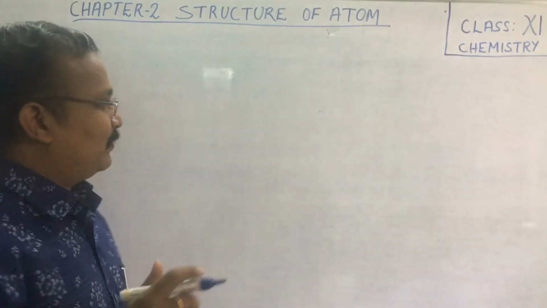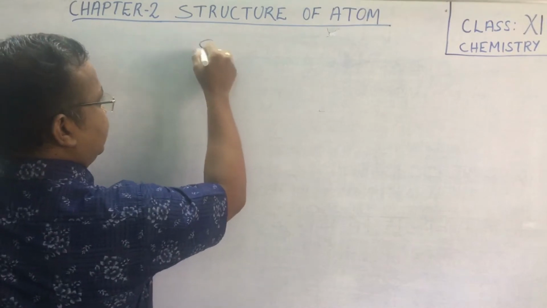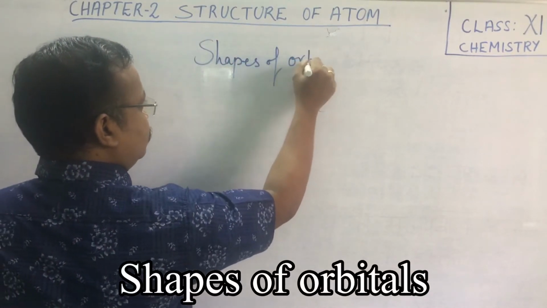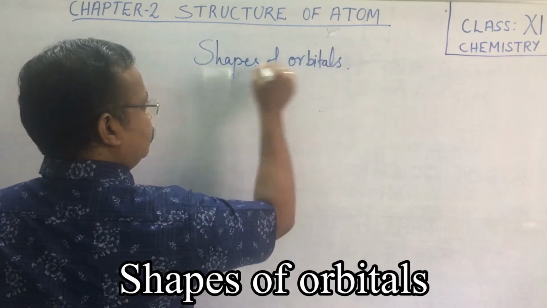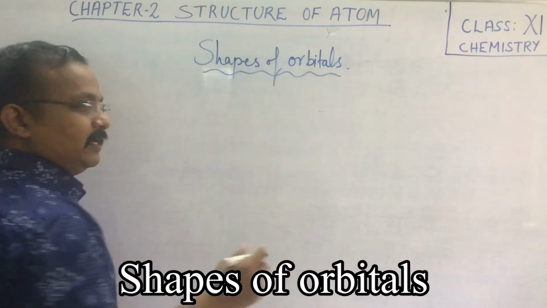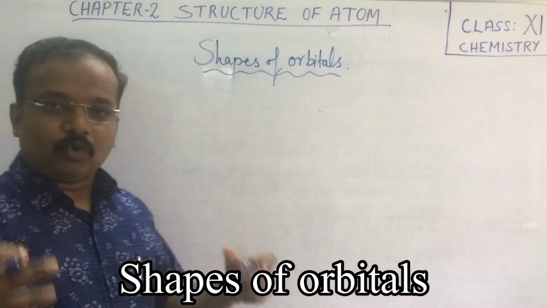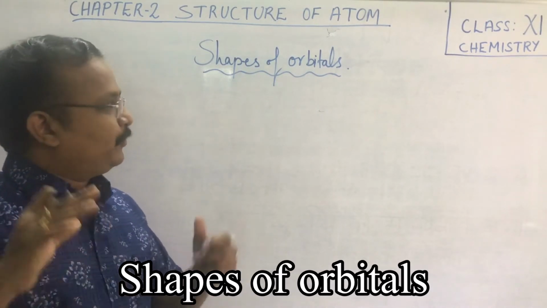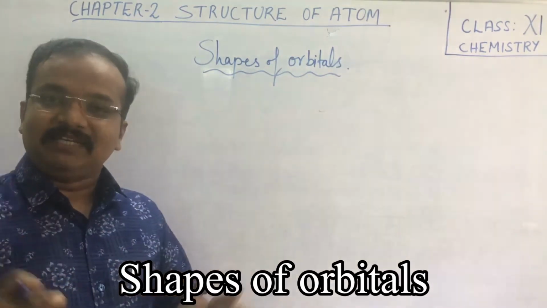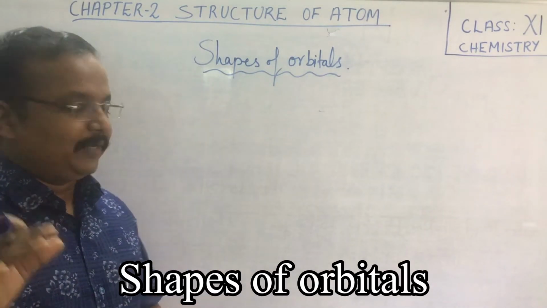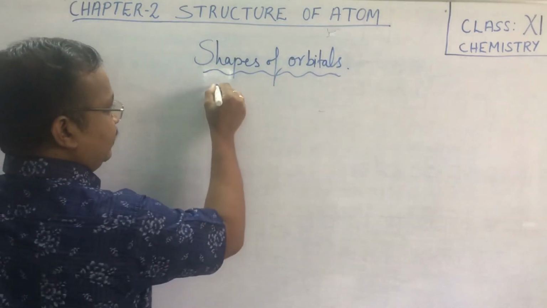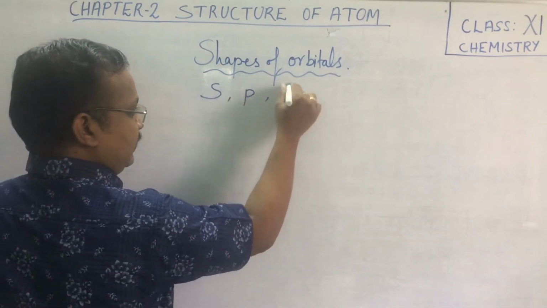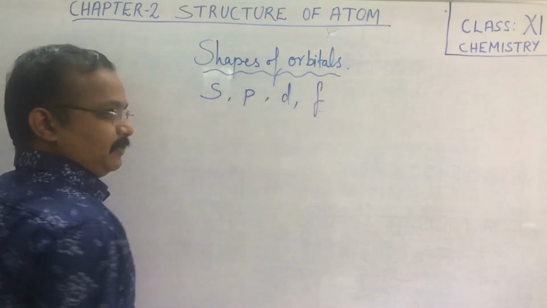Today we shall discuss orbital shapes, that is, the shapes of orbitals. As we discussed last class about different quantum numbers and how orbitals are formed, today we shall discuss what the shapes of these orbitals are. We have discussed that s orbitals are there, p orbitals are there, d are there, and f are there, right?